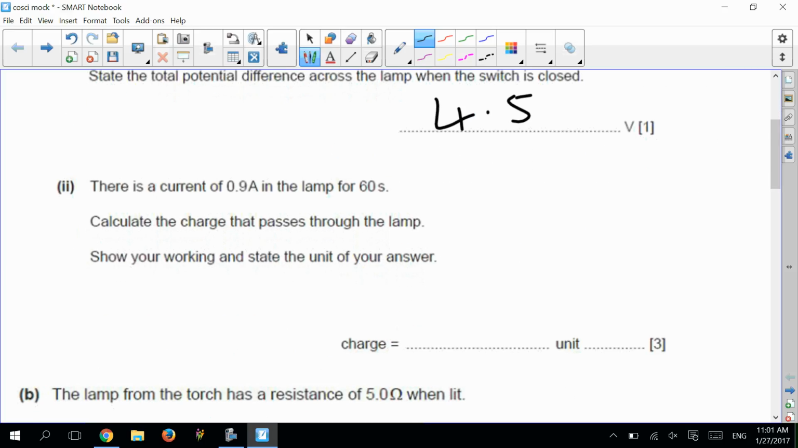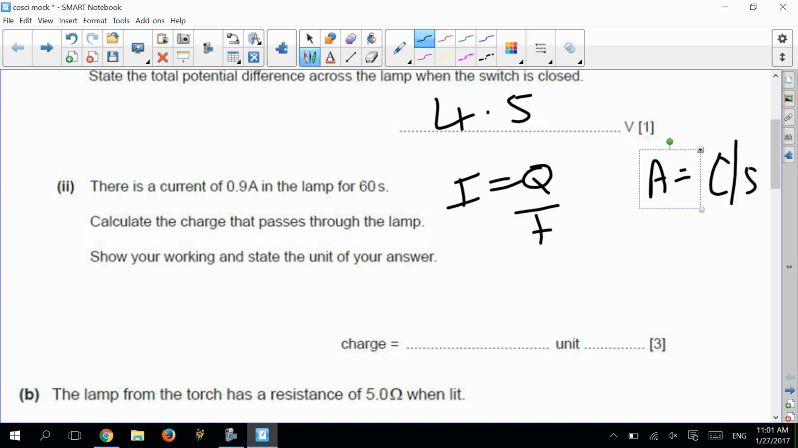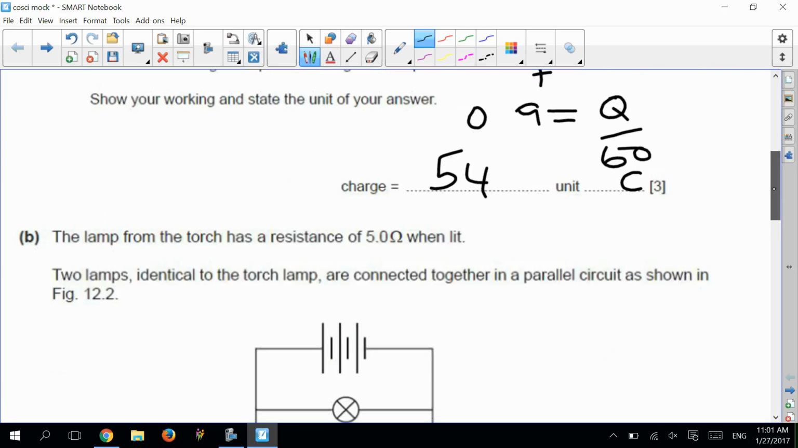There is a current of 0.9 amps in the lamp for 60 seconds. Calculate the charge that passes through the lamp. We should know that I is Q over T. If we didn't know that, then we do know that the ampere is coulombs per second, so we should have been able to work out that equation. So we've got 0.9 is equal to Q over 60, so we end up with 0.9 times 60, which is a value of 54, and the unit for charge is the coulomb.